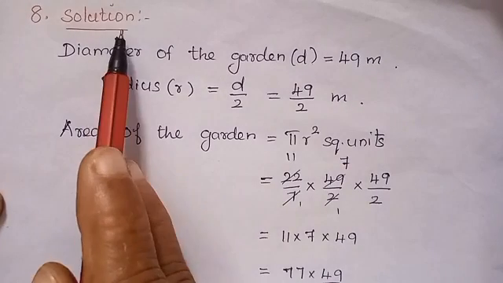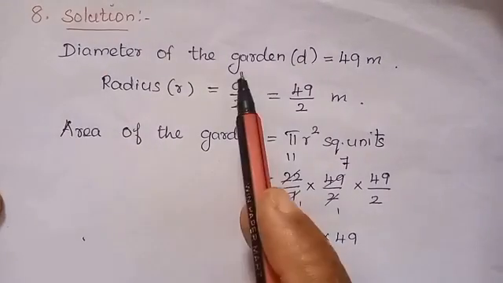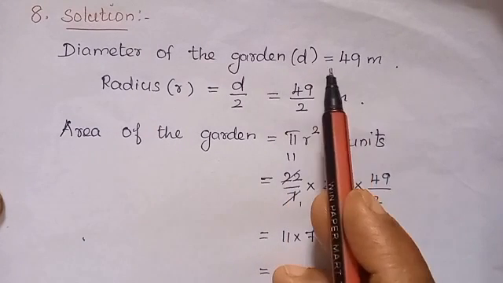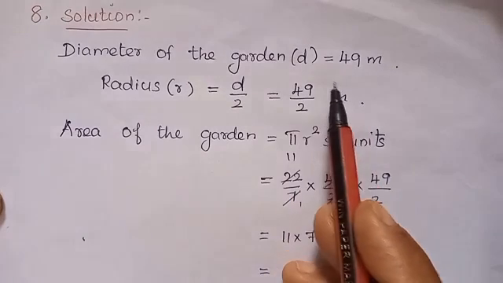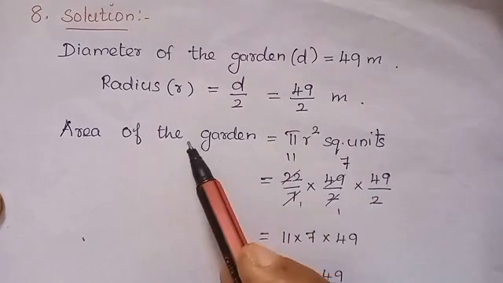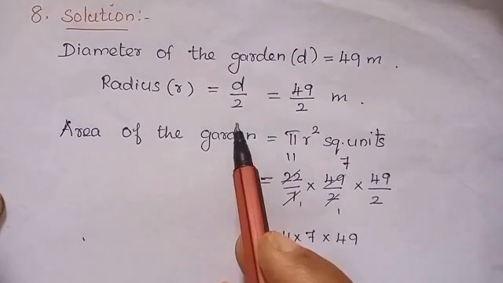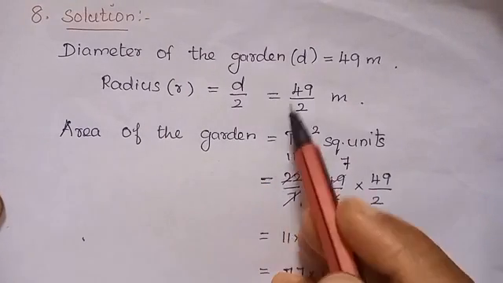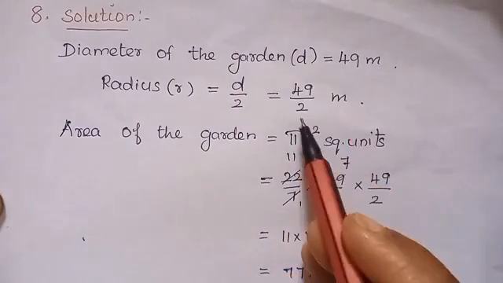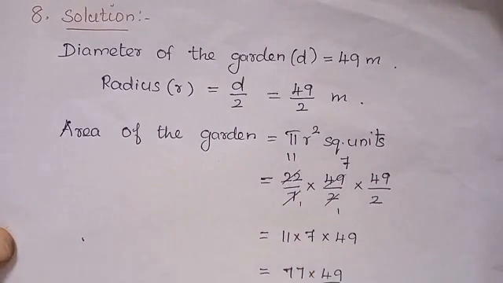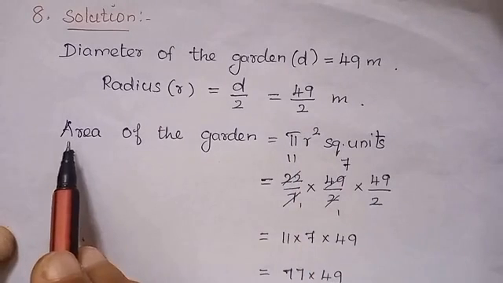Solution for question number 8. Diameter of the garden D is given 49 meter. Next we are going to change diameter into radius. We know the formula, radius equal to diameter divided by 2. So we can divide 49 divided by 2. So keep it as it is. Okay. Next, we are going to find out what?